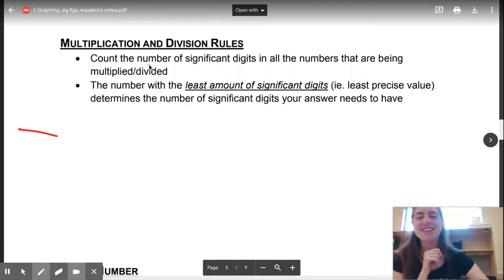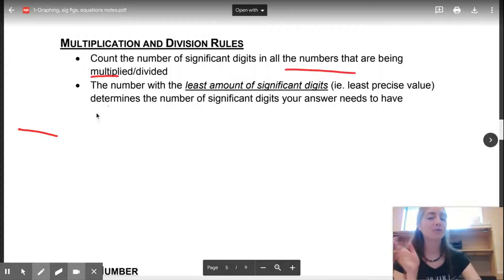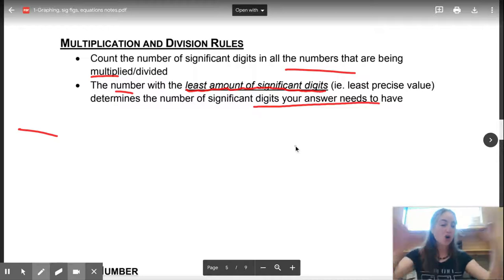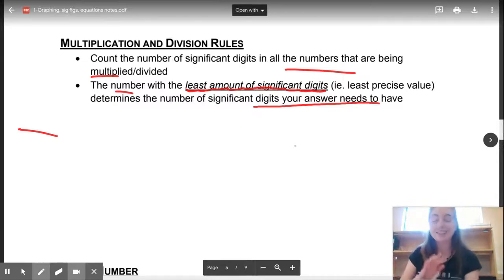Okay, so ladies and gentlemen, what you're going to do is count the number of significant digits in all the numbers that are being multiplied or divided. The number that has the least total number of significant digits determines the number of sig digs in your answer. So with this one, we look at all numbers in our initial values, all sig digs. So, the example we're going to be using.